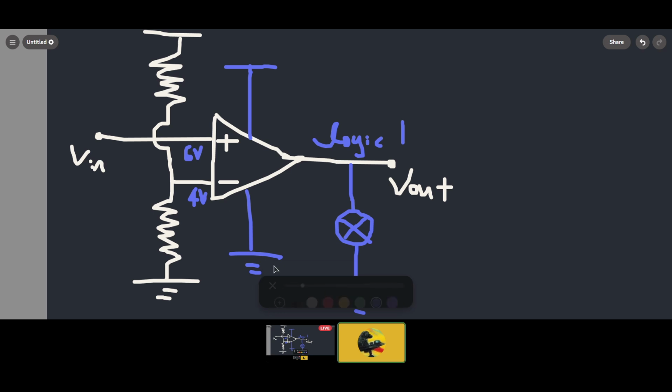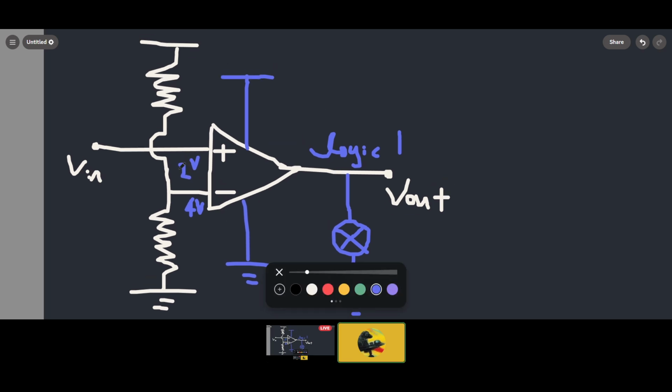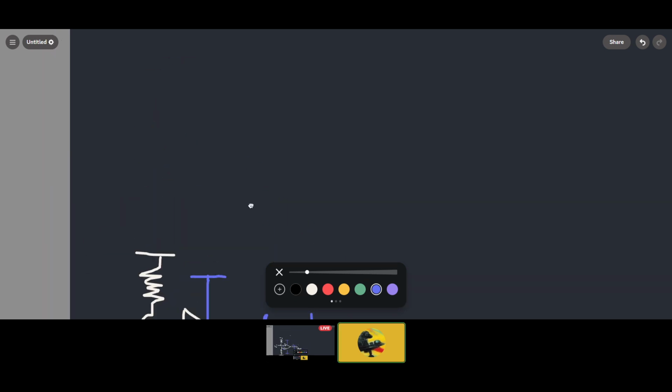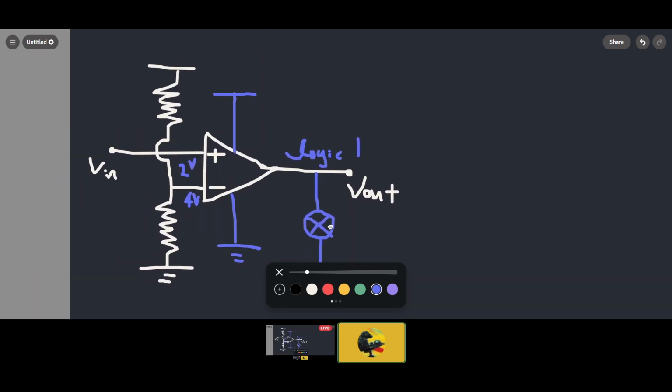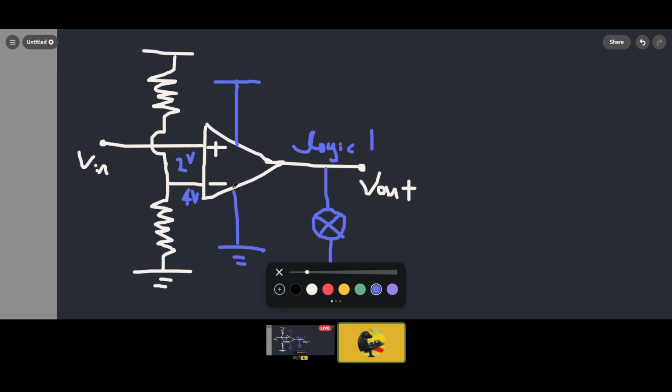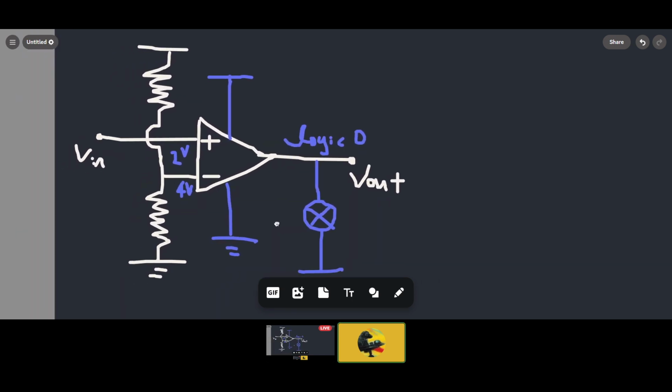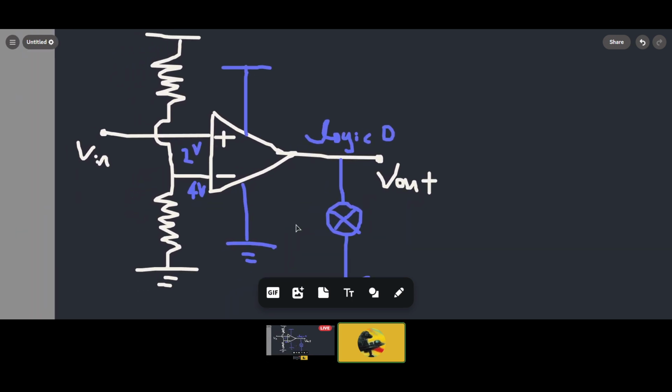And then if instead of 4 volts, it's 2 volts, then again this multiplication will happen, the output will be like negative 2 billion volts or whatever, and it'll be clamped down by VEE, which in this case is 0, and 0 is logic 0. So that is what a voltage comparator is. It literally did everything that we asked for.